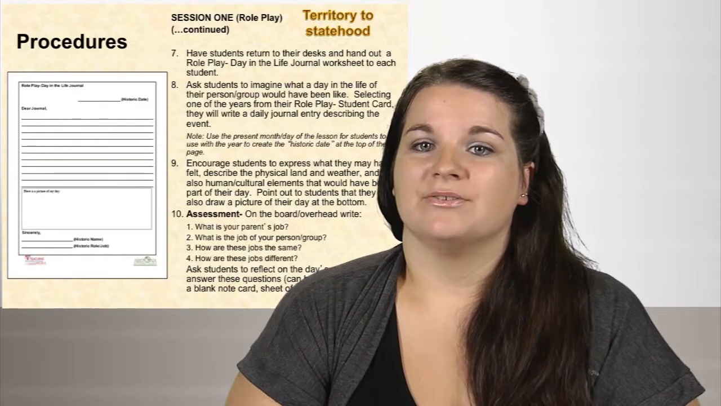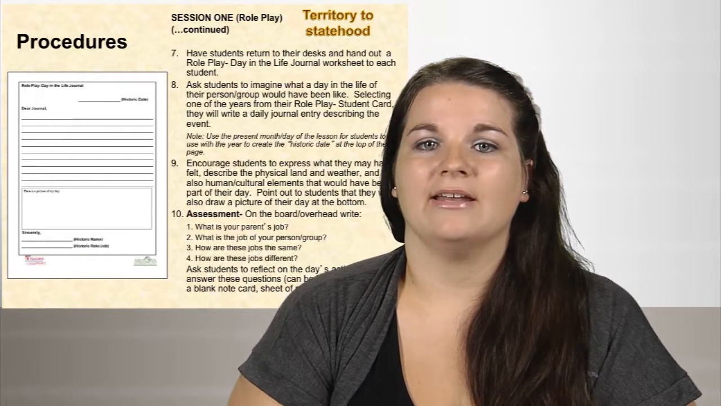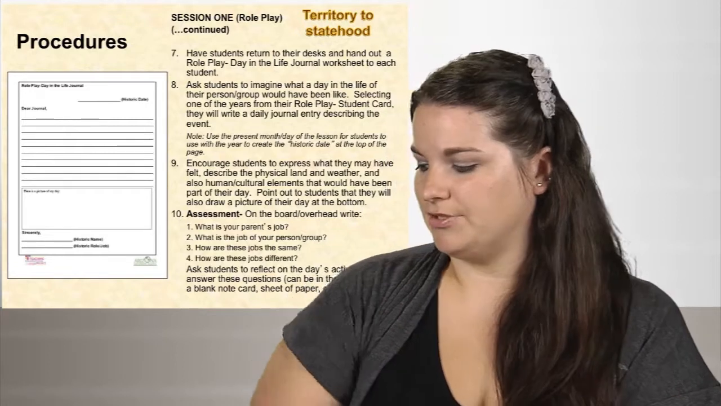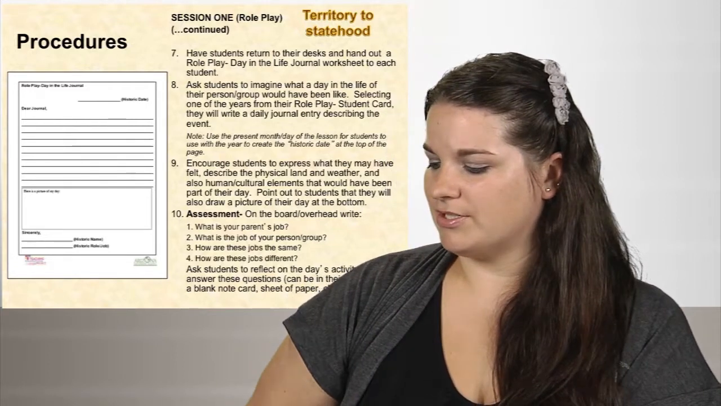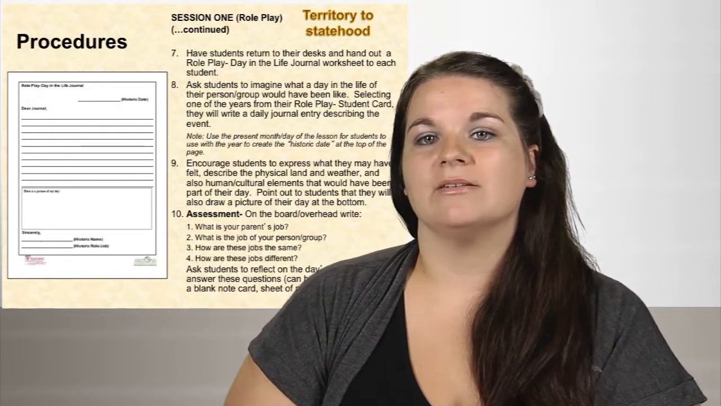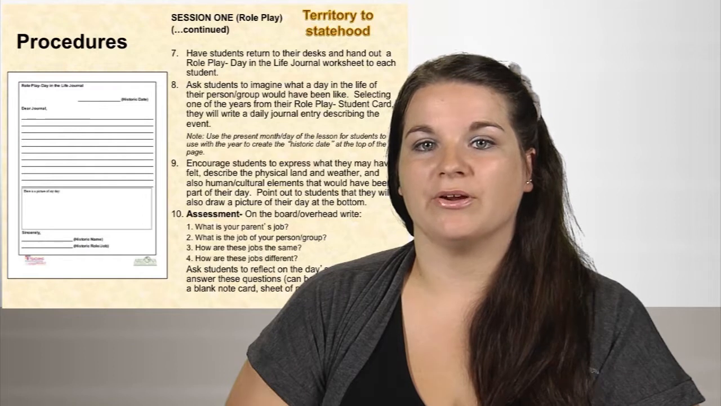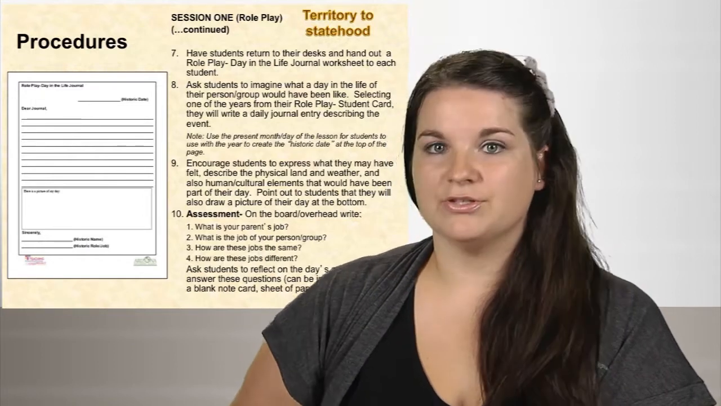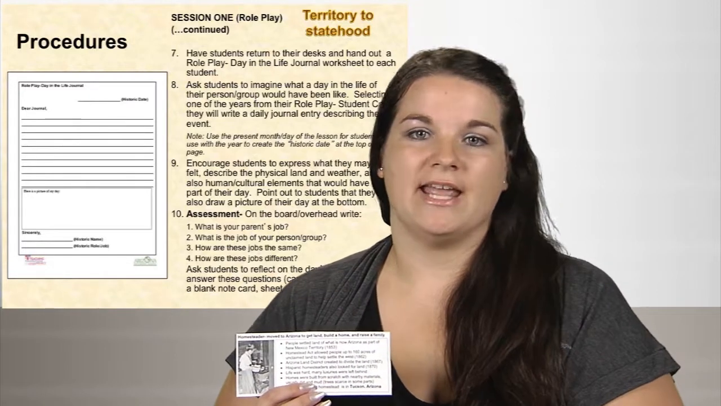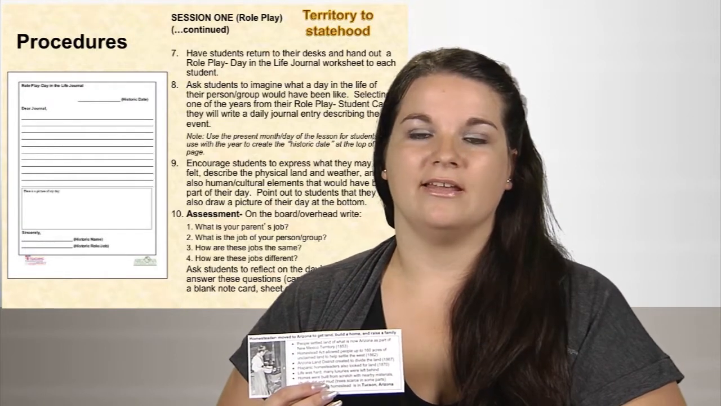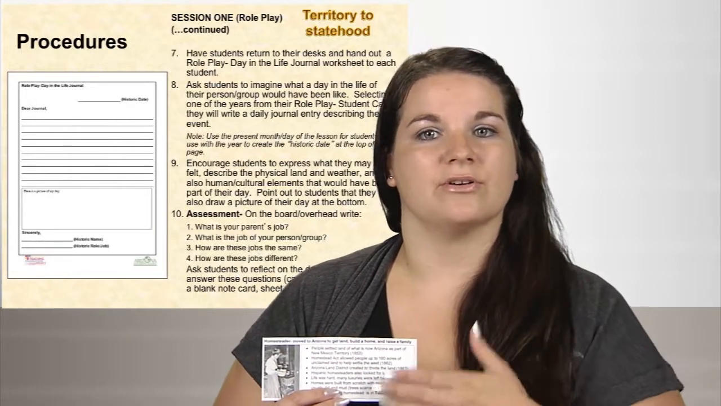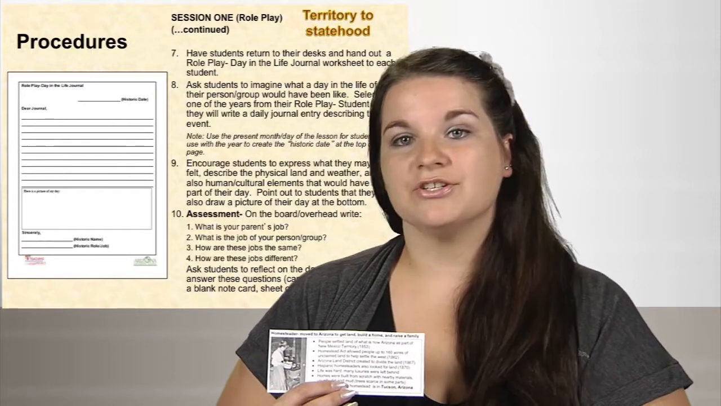Once they've done this, you can ask students to return to their desk, and you'll hand out a role play day in the life journal worksheet to each student. At this time, you'll ask students to write a daily journal entry of what one day might be like. Now, you want them to select one of the years from their actual student note card so that it's more realistic. And I would just suggest using the current date. So, for example, if today is July 2nd, they would put July 2nd and then whatever year corresponds to one of their events. And then just write a daily journal.